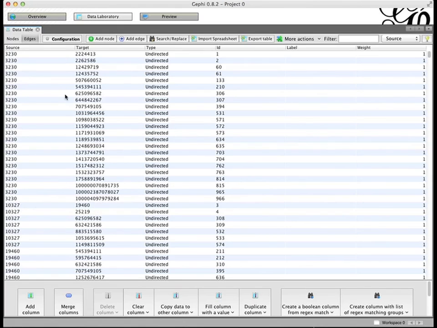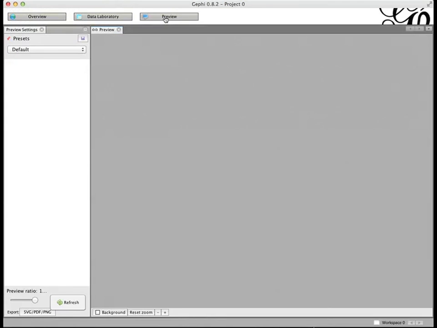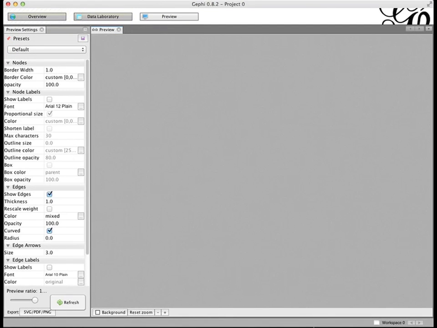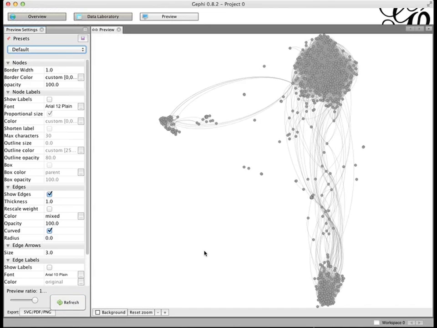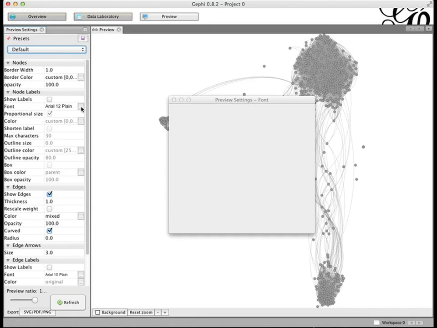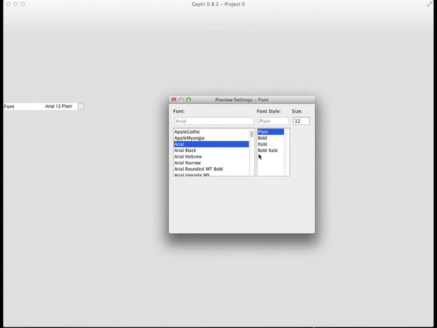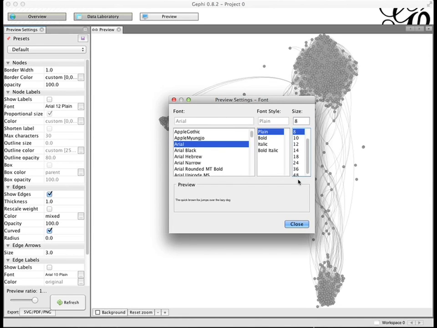Okay? Now, but what we're interested in now, in taking a closer look at who's who in this network, is the preview screen. Start off by hitting refresh. The preview screen basically gives you a pretty version of what you saw in the overview window. But it also allows you to modify. So, for example, we can use a small font here because if the font is too big, it's gonna blow everything up. Even with this, it's going to be pretty dense.